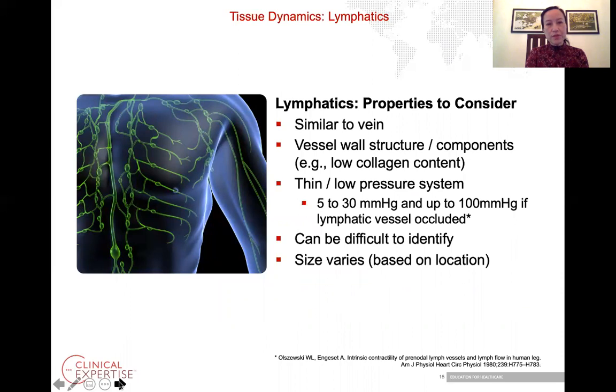Lymphatics are similar to veins in their physical properties, in that they have a low collagen content and are a low pressure system. However, they are milky in color and can at times be difficult to identify. Additionally, depending upon location, the size of lymphatics can change dramatically. The low collagen content means it can be difficult to effect hemostasis using energy devices.